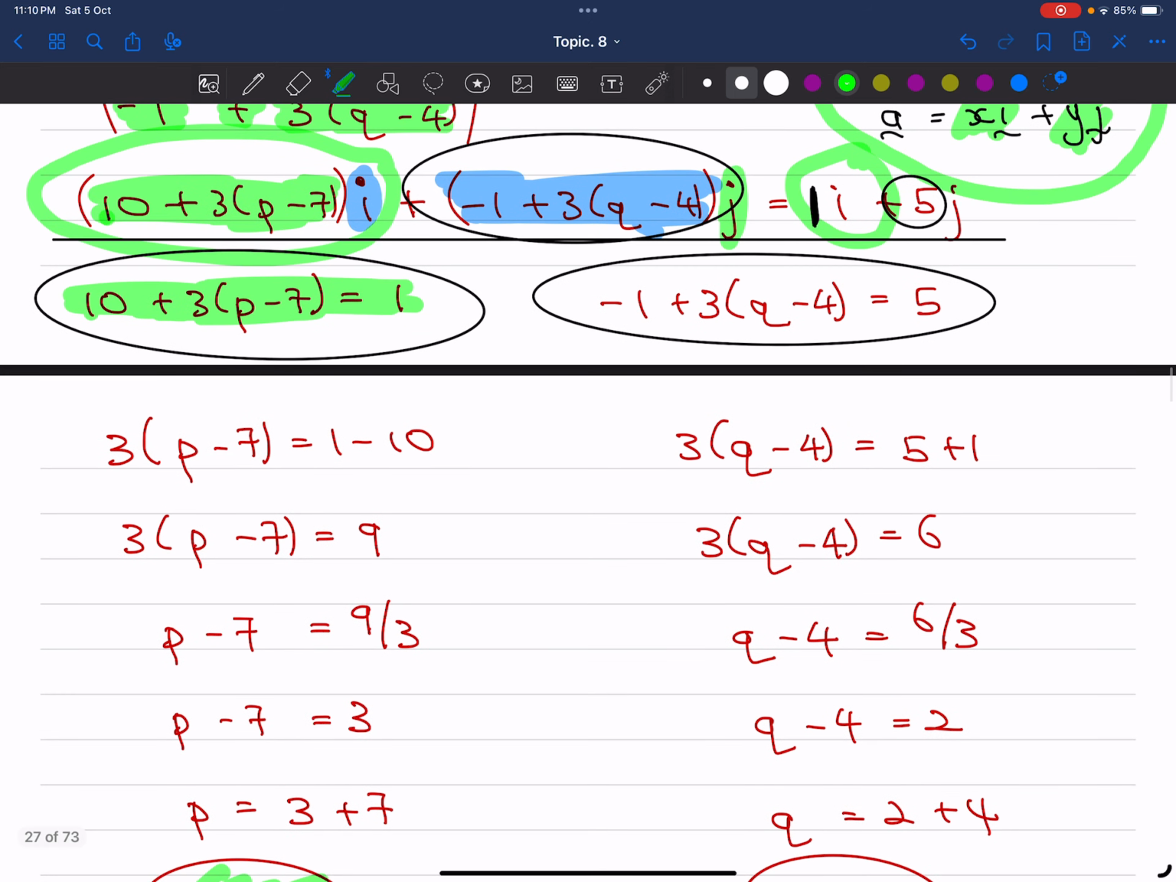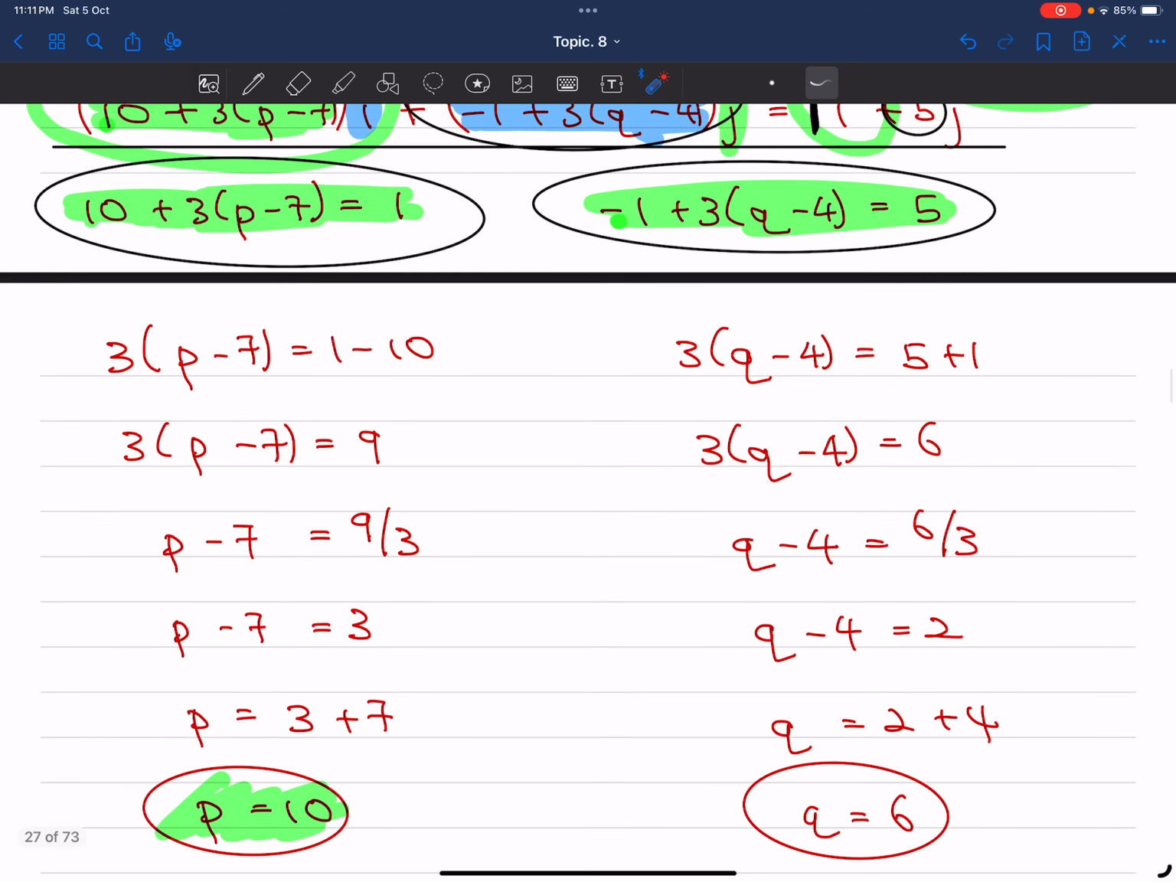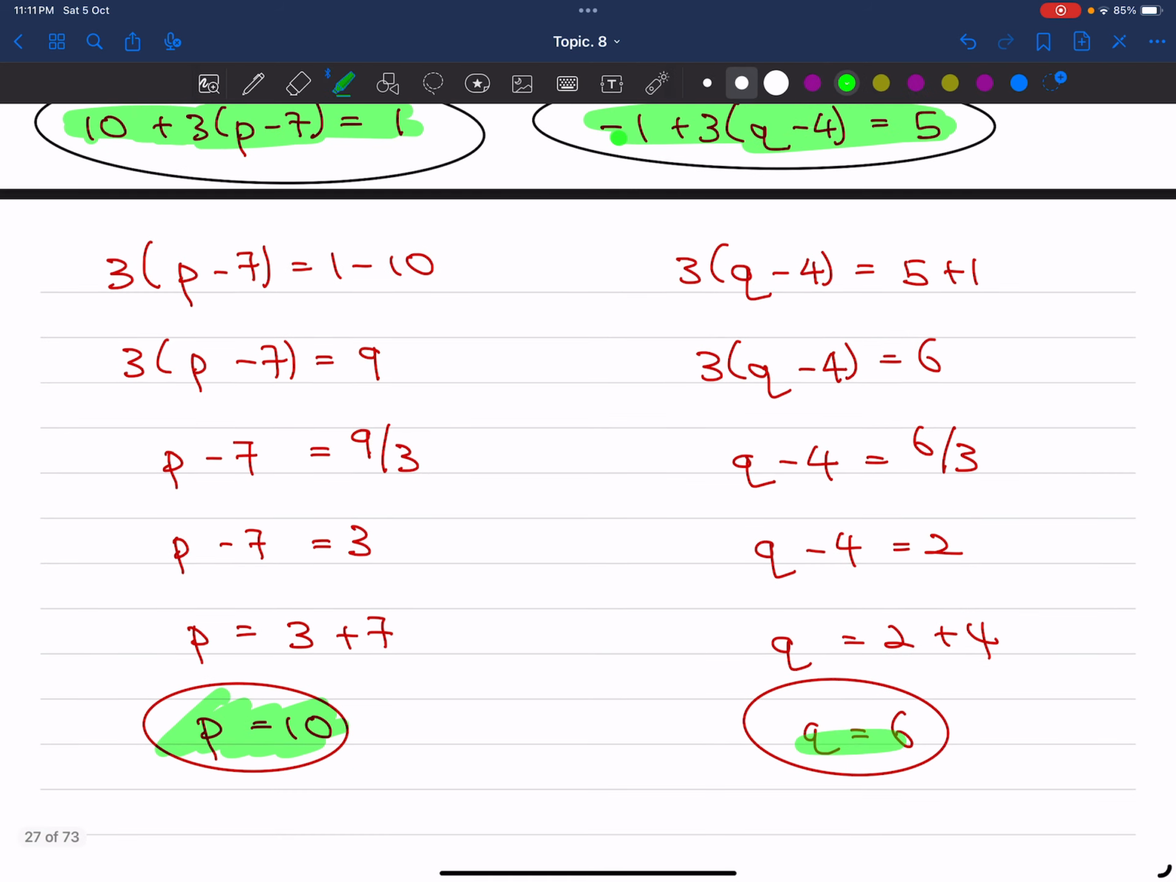Similarly, for this equation given, first I transfer the negative 1 to the other side. It becomes 5 plus 1, 6. Now I transfer the 3 to the other side, 6 over 3. On the left hand side, I get q minus 4. 6 over 3 is 2. Now I transfer the negative 4 to the other side, plus 4. So finally we have q equals 6. Thank you.